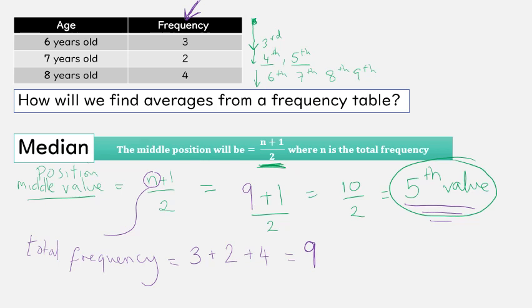Well, where is the 5th person in the line? Here, which is which group? Here. So the median is the person in the 5th value, or 5th in the line, and they would be 7 years old.